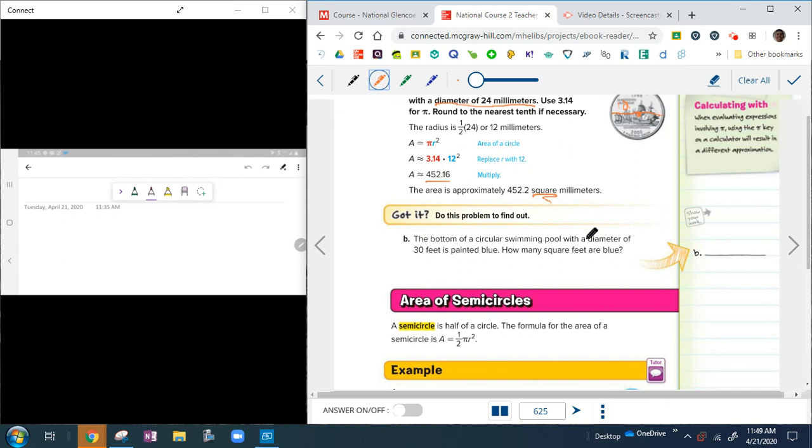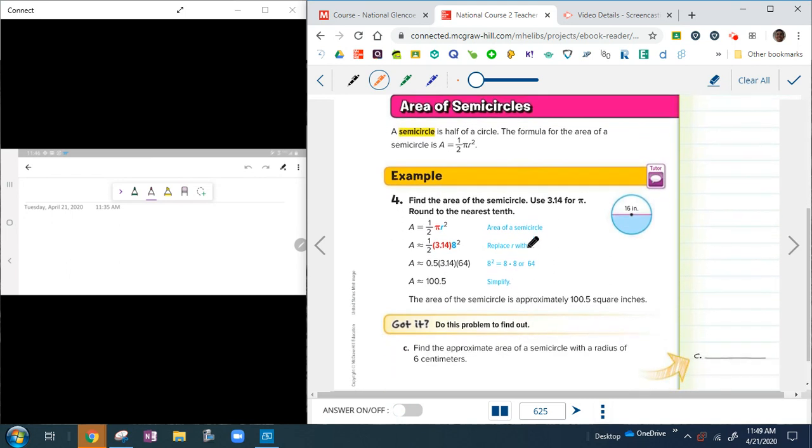All right, you got one to try on your own. Make sure you write the formula. Substitute in for the variables and for pi, and then follow order of operations to simplify. Pause, try it. All right, time to check. Hopefully you did fine.